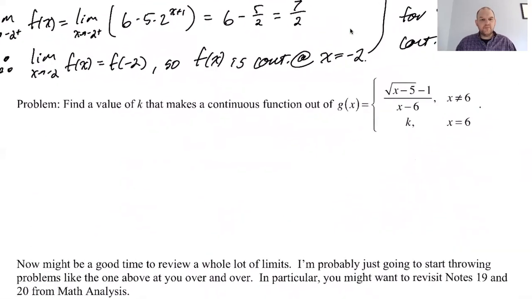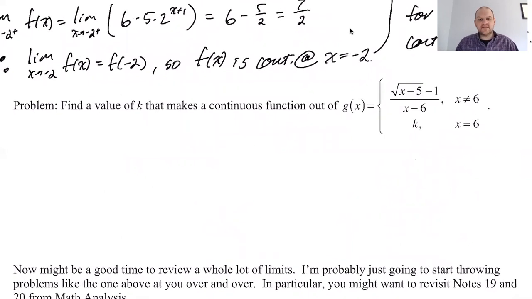All right. Problem. Find a value of k that makes a continuous function out of, that's clunky. Find a value of k that makes a continuous function out of g of x equals square root of x minus 5 minus 1 over x minus 6 when x is not equal to 6. And then it's just going to be k when x is equal to 6. So this is actually a pretty common question.